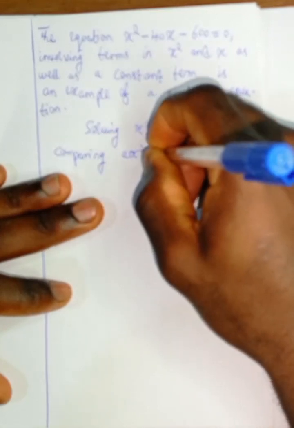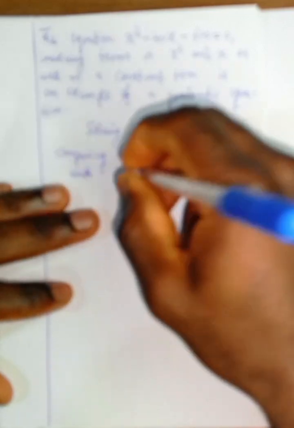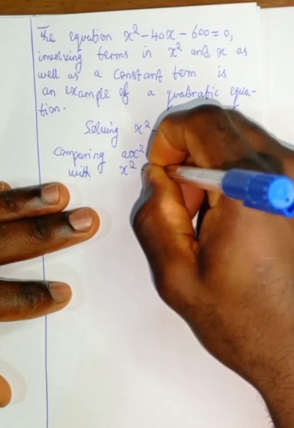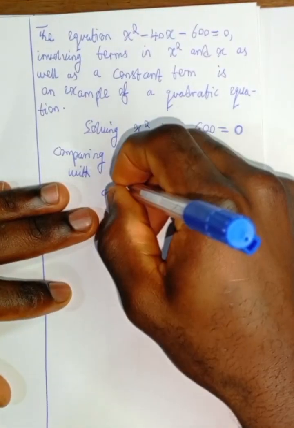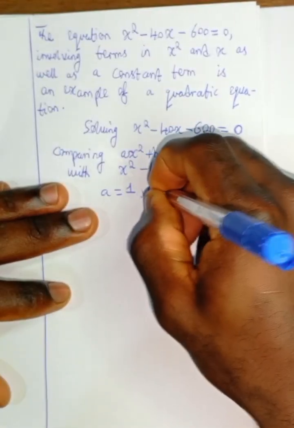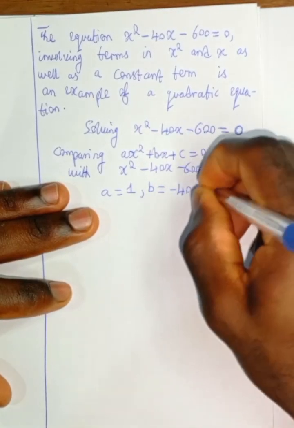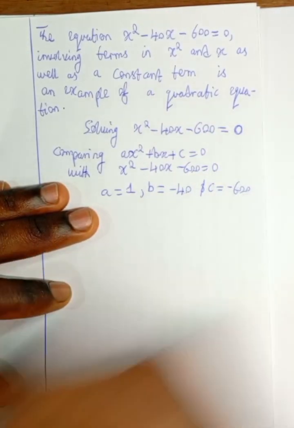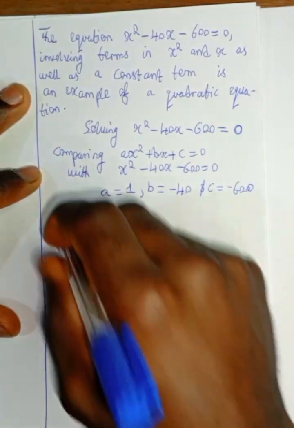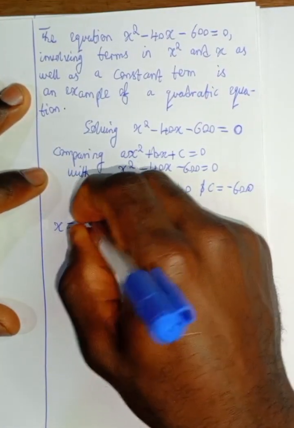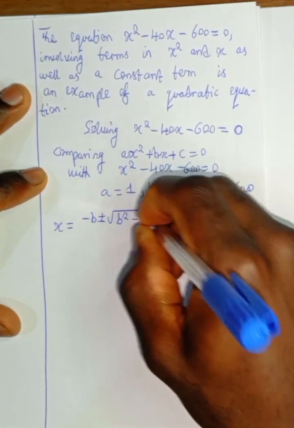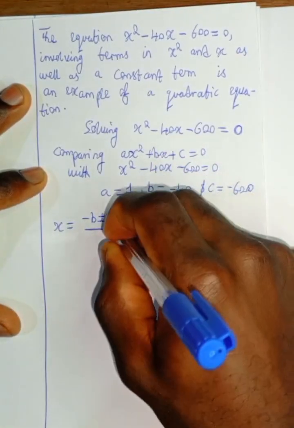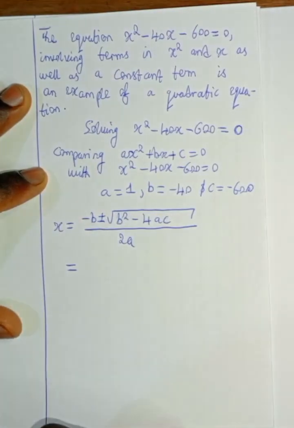ax squared plus bx plus c equal to 0 with x squared minus 40x minus 600 equal to 0, you see that a will be 1, b will be negative 40, and c will be negative 600. We know the quadratic formula states that x will be equal to negative b plus or minus the square root of b squared minus 4ac all over 2a. We're going to make use of the quadratic formula.